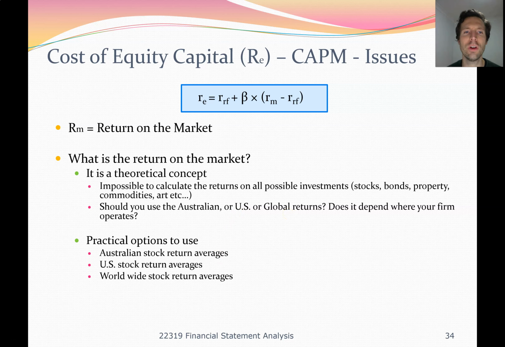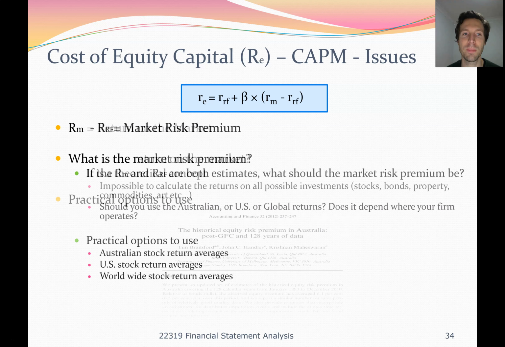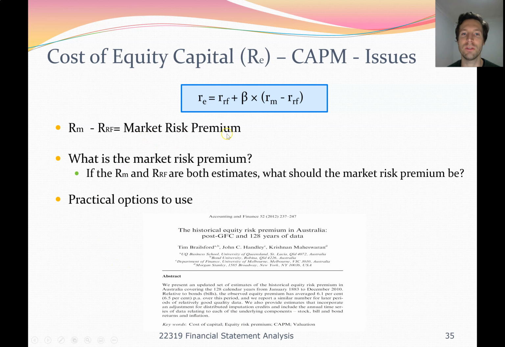So for the return on the market, we have to come up with some sort of estimate of the overall risk that investors will take. And then we have the term market risk premium. The market risk premium is the bit inside the brackets here, the return on the market minus the risk-free rate. That is the premium above the risk-free rate. Okay, how much do investors demand on their investments? So the return on the market and the risk-free rate are both estimates, so the market risk premium is also going to be an estimate.